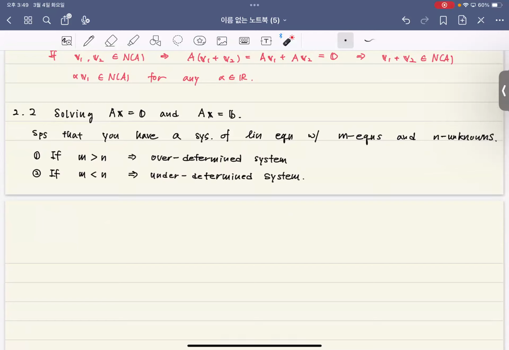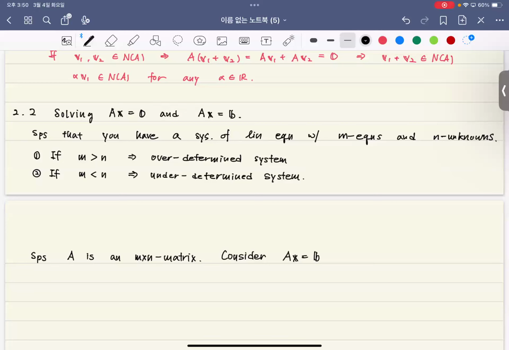So I want to find every possible solution of the underdetermined system. How do you find all solutions? I'm going to give you two very important observations for an underdetermined system. Suppose A is an m by n matrix, and we consider a system of linear equations Ax equals b.